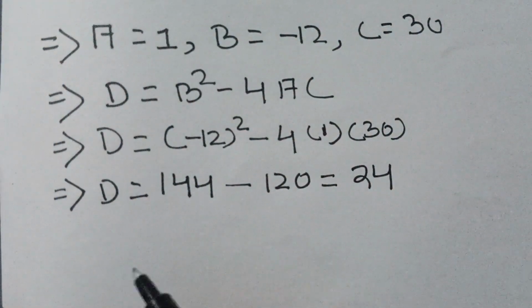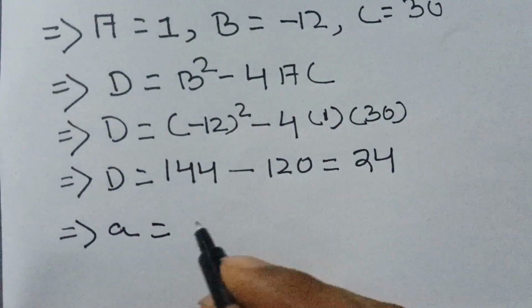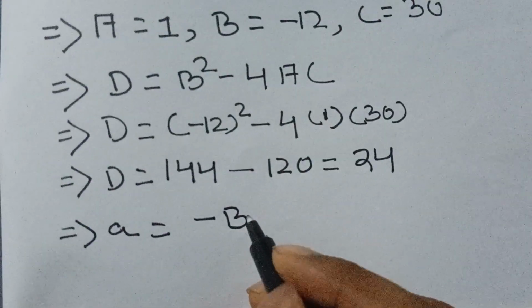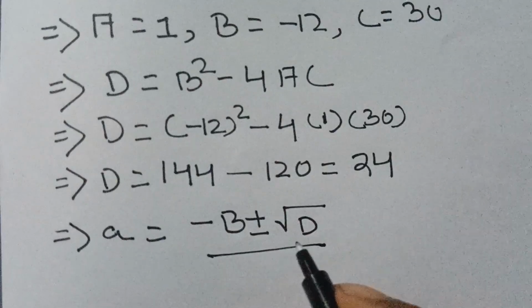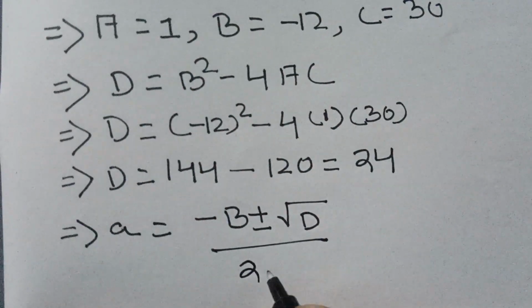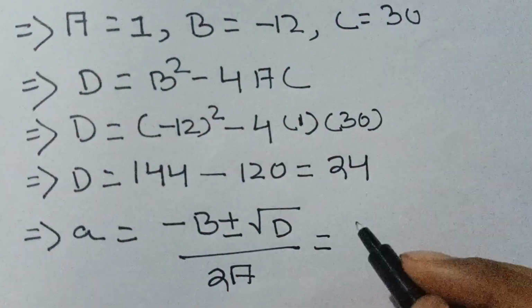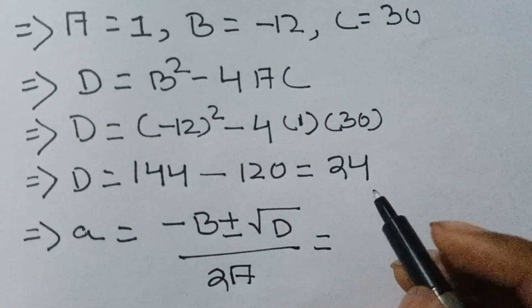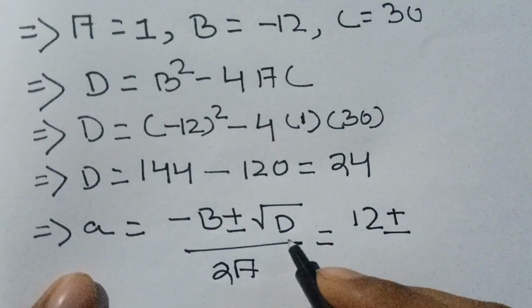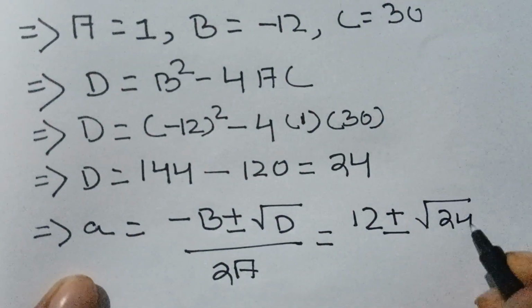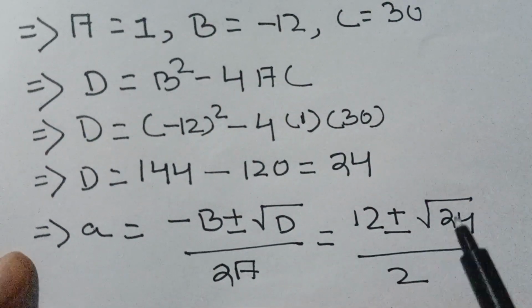Now we'll apply the quadratic formula, that is a is equal to minus b plus or minus root of d, divided by 2a. Substituting the values, minus b will be 12, plus or minus root of 24, divided by 2. Now we'll solve this equation on the next page.